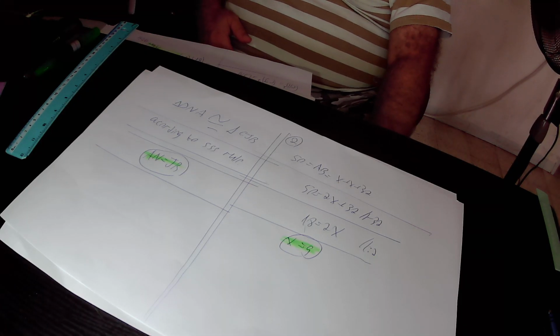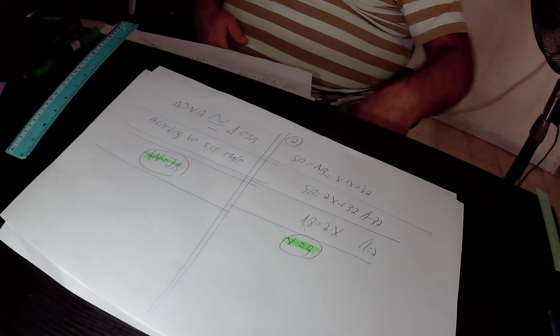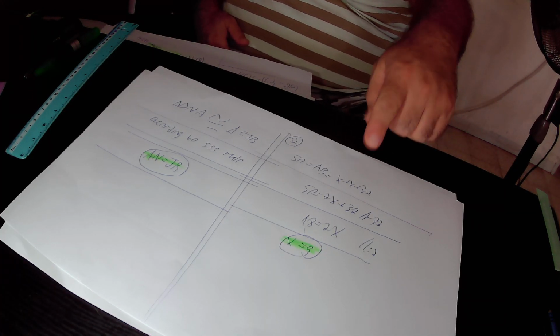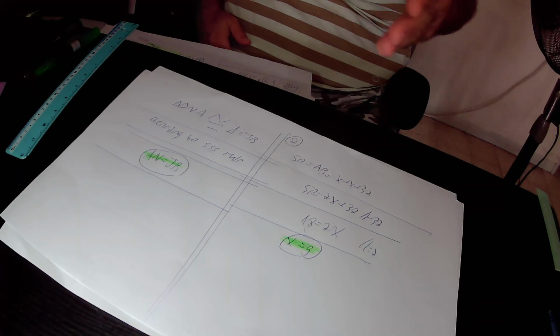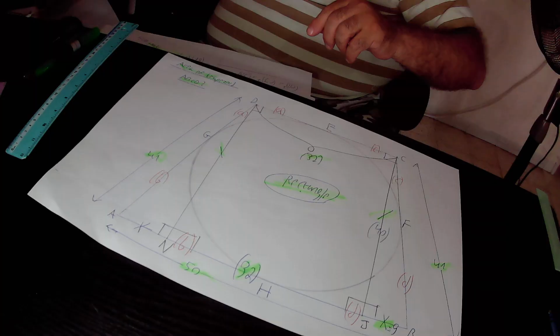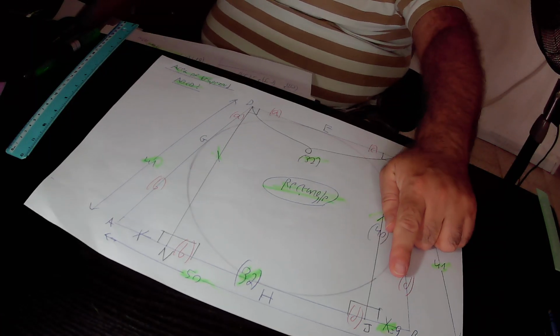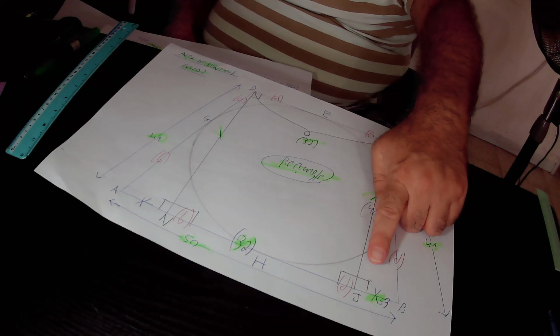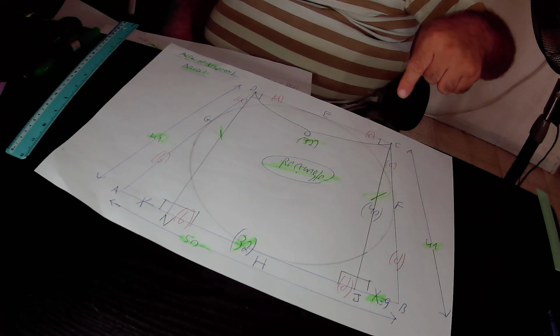Here, subtract 32 from this equation, and I found out that 50 minus 32 is 18, so 18 equals 2x. Here we divided this equation by 2, and I found out that x equals 18 over 2, this is 9. Okay, side JB equals x, and x equals 9, so JB equals 9.